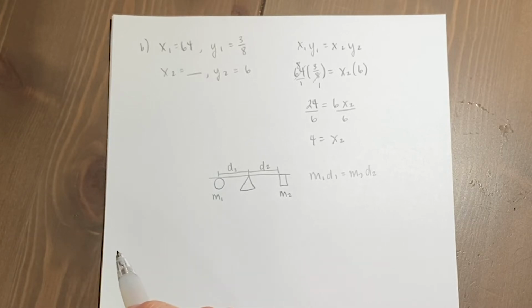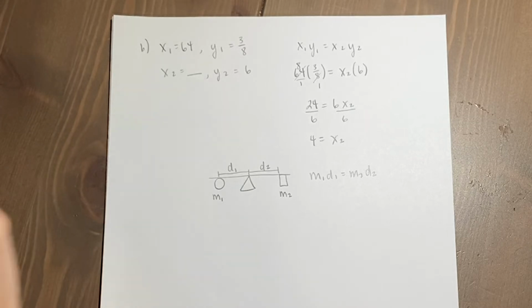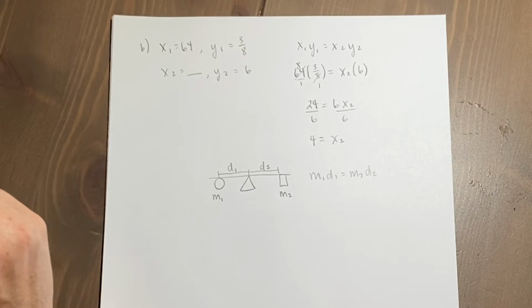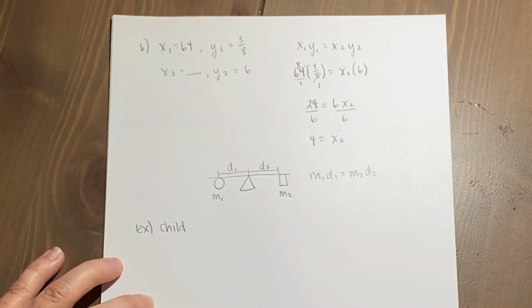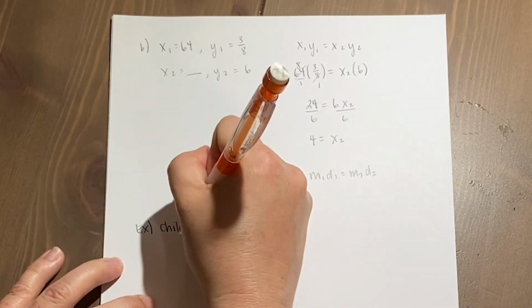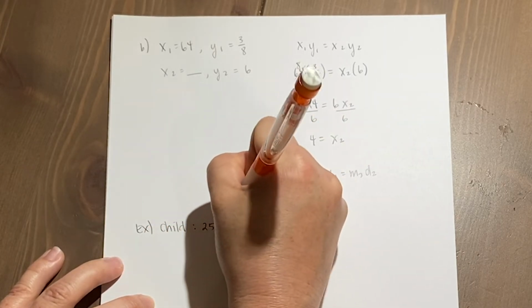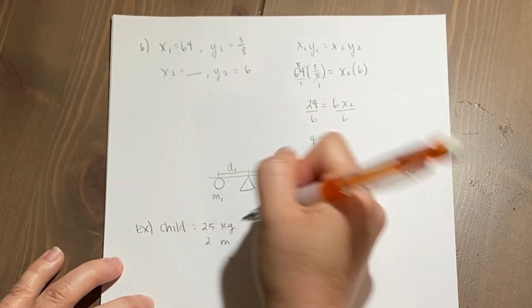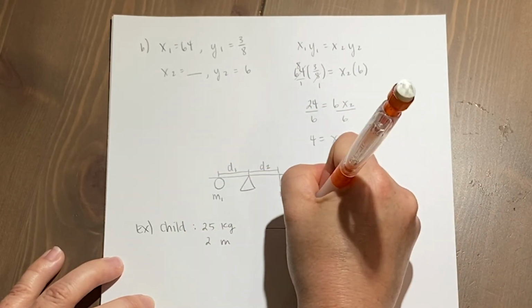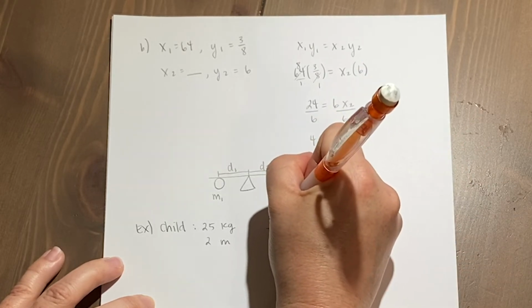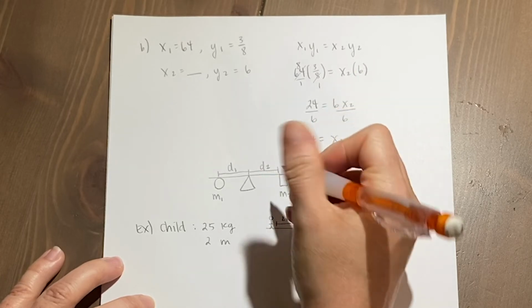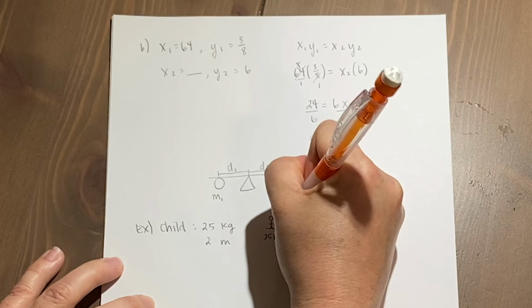All right, so an example for that. Sorry, shifting through my notes here. A child with a mass of 25 kilograms is sitting 2 meters from the fulcrum of a seesaw. So the child has a mass of 25 kilograms sitting 2 meters from the fulcrum. So here's our child. Here's 2 meters, and this kid weighs 25 kilograms.